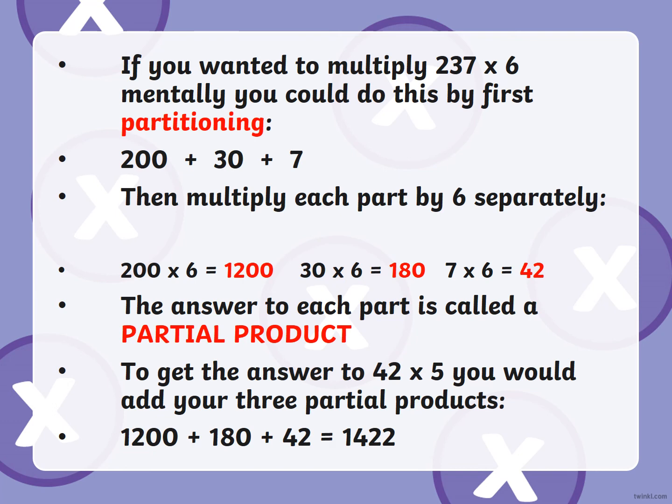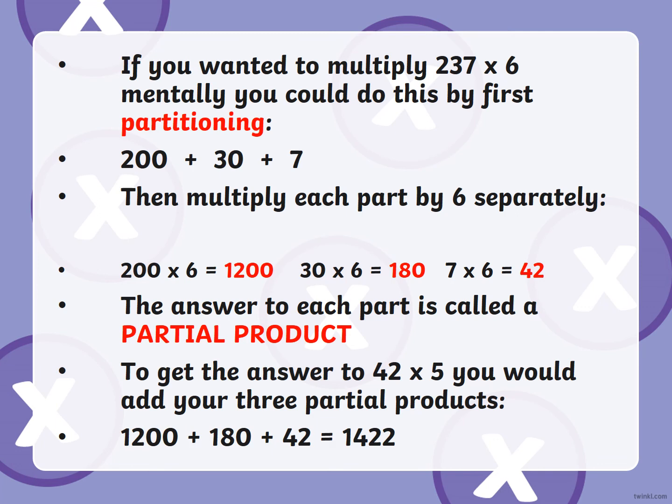30 times 6, 6 3s are 18. We multiply it by 10, we have that 0 on the end, and it's 180. And 7 times 6 is 42. The answer to each part again is called a partial product, and to get the answer to 237 times 6, you would need to add your 3 partial products together. So you would add 1200, add 180, add 42, and it would give you 1422.